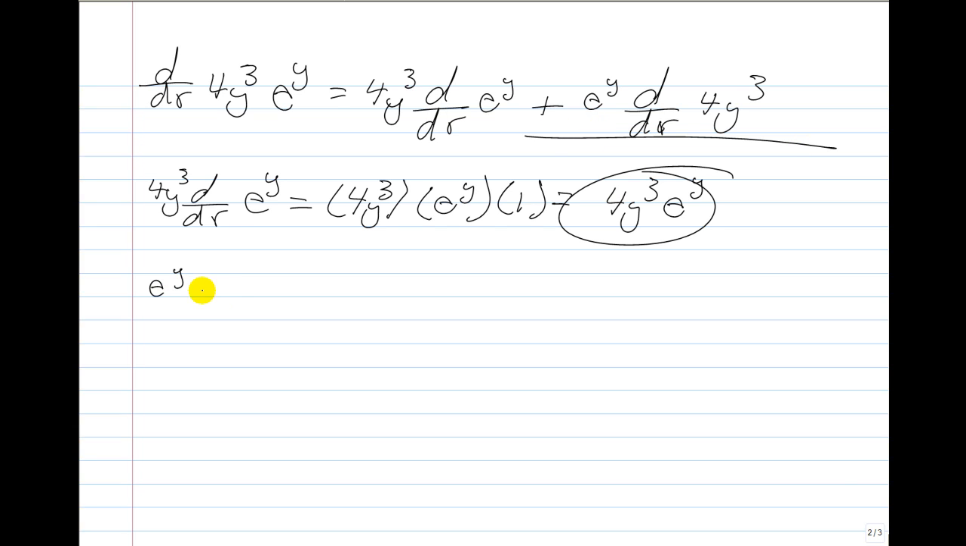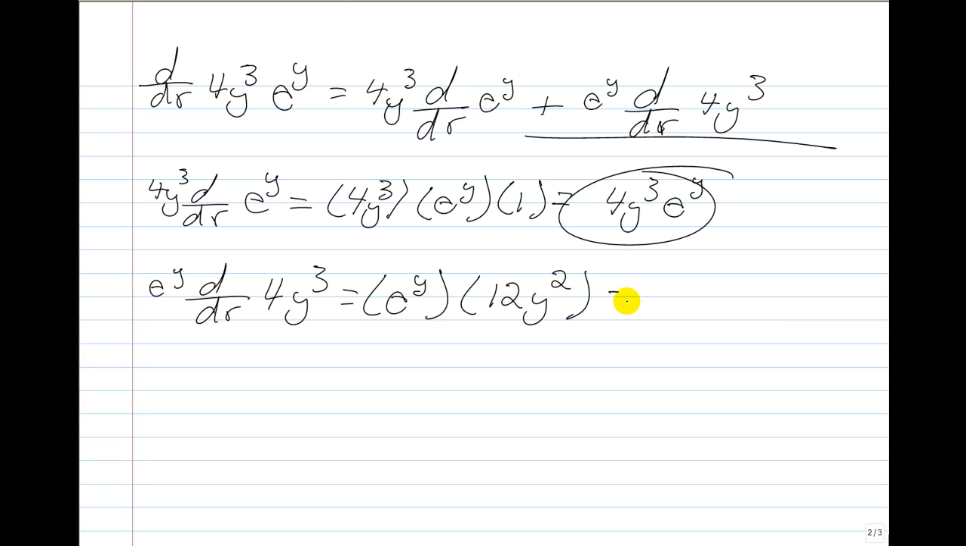Now let's do this one. We have e to the power of y times the derivative of 4y cubed, and the derivative of 4y cubed is equal to 12y squared, and we end up with 12y squared times e to the power of y.